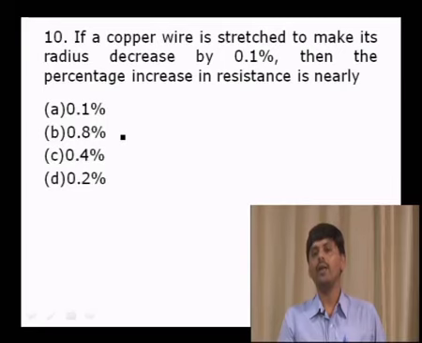Next, if a copper wire is stretched so that its radius decreases by 0.1%, then the percentage increase in the resistance is nearly what? This concept is also the same concept, based on the stretching of the wire in terms of radius. If the radius is reduced, in the sense the length increases, it means resistance increases. If x% of radius is reduced, the new resistance will increase by 4x%. Taking the help of that concept, we can easily calculate that one.